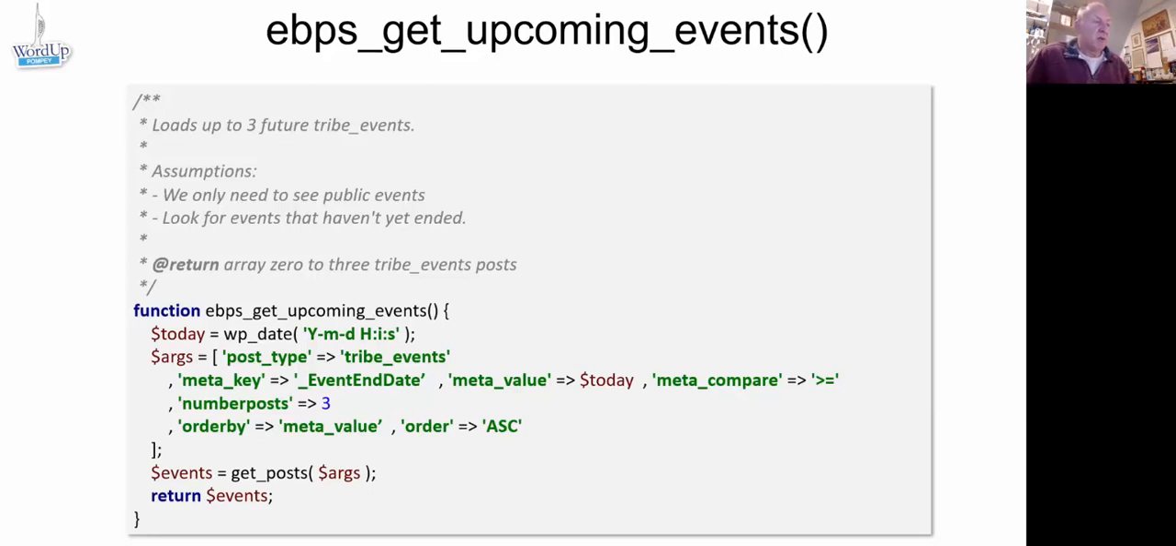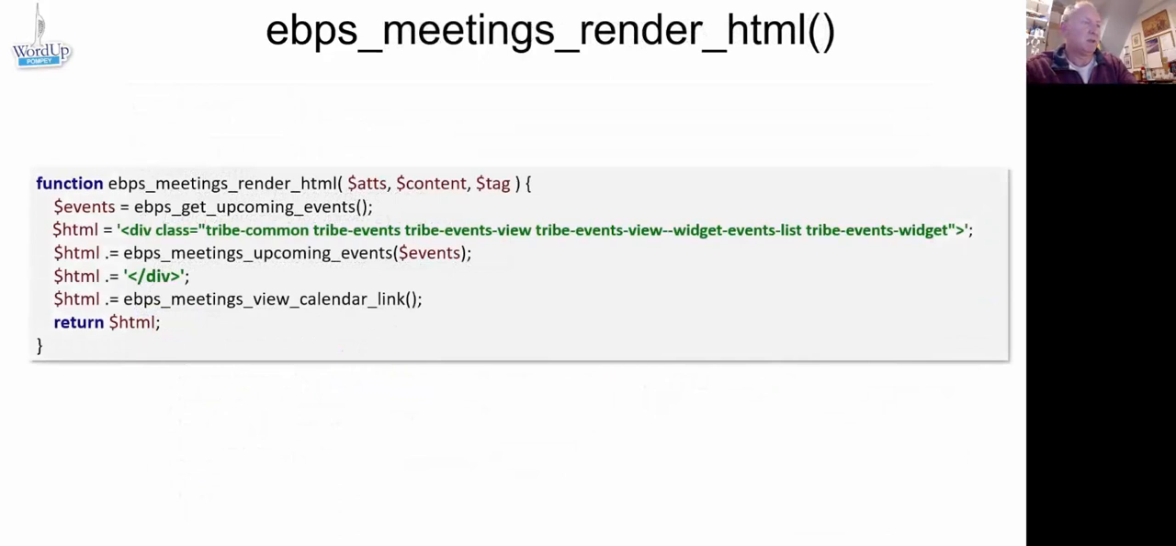And then we say, can we get please up to 3 posts which are of custom post type tribe_events and which have post metadata called _EventEndDate with a value which is greater than or equal to the current time, and get 3 of them and order them by that value of the time in ascending order. That args array is passed to the get_posts function, and that returns the array of events. And whatever we get back, be it an empty array or up to 3 different events, then gets returned by ebps_get_upcoming_events to the routine we're going to call next.